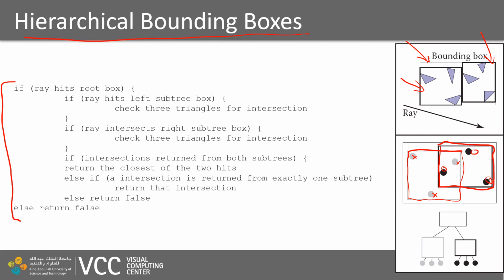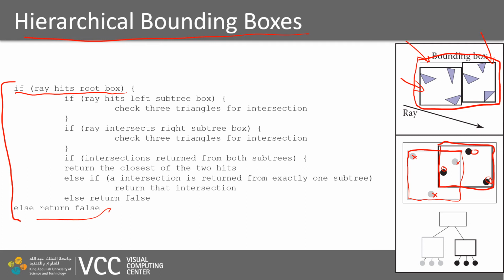So this code starts with: if we have hit the root box, so the thin box which is around our two thicker demarcated boxes. If that's the case, then we need to check whether one of these two boxes will be intersected. If this is not the case, then we can immediately return false. So we can terminate this process early.